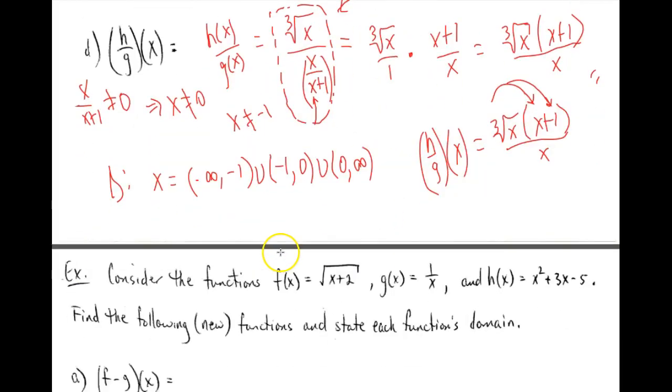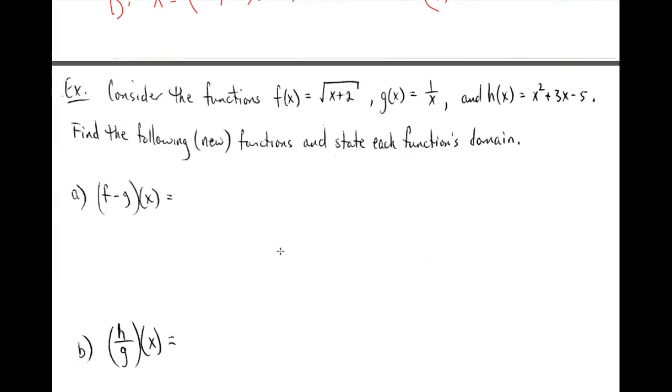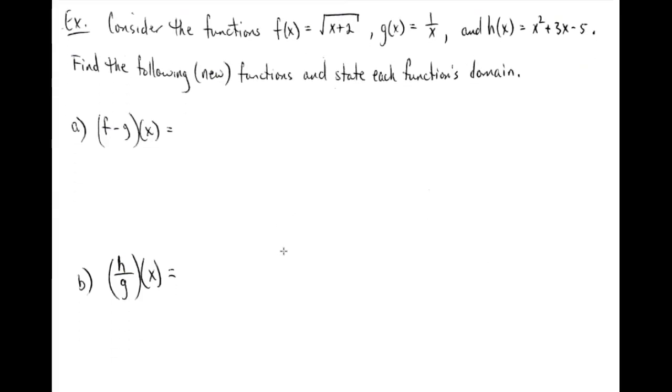All right, so let's move on here. Now we have a new set of examples with some new functions. Our f of x is square root of x plus 2. Our g of x is 1 over x. And our h of x is a quadratic, x squared plus 3x minus 5. We want to do the same things to this one. So here this means f of x minus g of x, and we're going to form that function. Here this would just be square root of x plus 2 minus g of x, which is 1 over x.